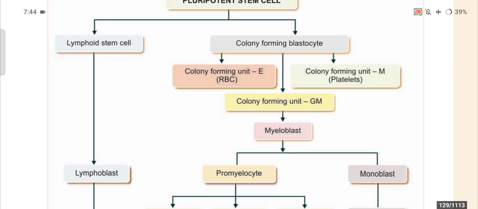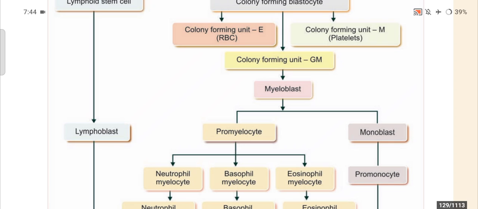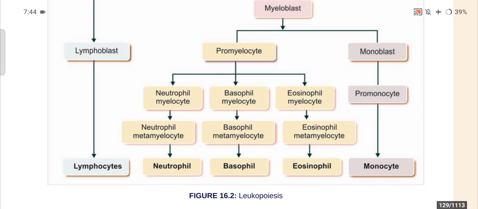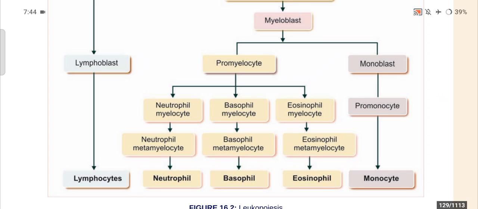colony forming unit GM. From the colony forming unit GM, the myeloblast is produced, and from the myeloblast there are two types of cell, that is promyelocyte and monoblast. From the monoblast there is promonocyte and then monocyte. And from the promyelocyte there are neutrophil myelocyte, basophil myelocyte and eosinophil myelocyte. From there the neutrophil metamyelocyte, basophil metamyelocyte and eosinophil metamyelocyte, and from these the neutrophil, basophil and eosinophil are produced.